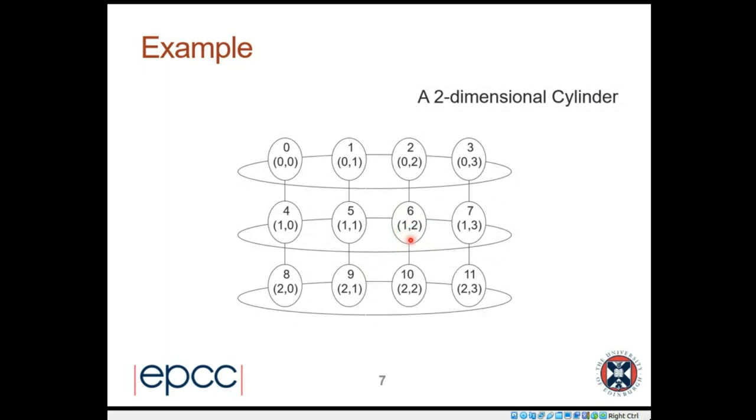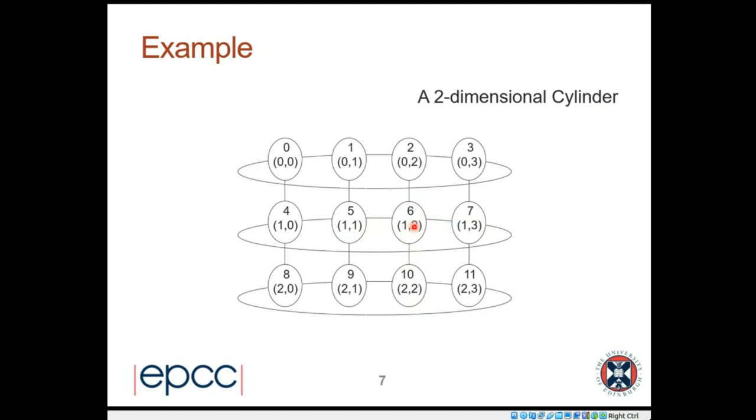So what you would end up doing a lot is saying, I'm rank 6. What are my coordinates? I'm 1, 2. Then you would add and subtract 1 to get 1, 1; 1, 3; 0, 2; and 2, 2. And you'd have to ask, who are the ranks at those coordinates? So you'd be continually converting your rank to coordinates, manipulating those coordinates and converting them back to ranks again. That's rather cumbersome.